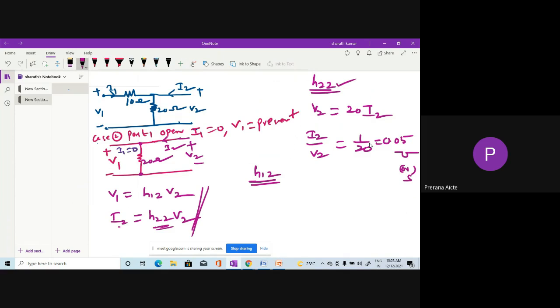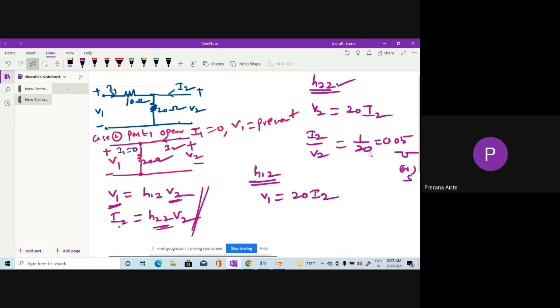So in order to find H12, we must get our equations in terms of V1 and V2. So just apply V1 here. V1 is equal to 20 I2. I2 is the only current which is flowing in the present circuit. Why? Because I1 is already 0. That's why only I2 current will be available in the circuit. So V1 is equal to 20 I2.